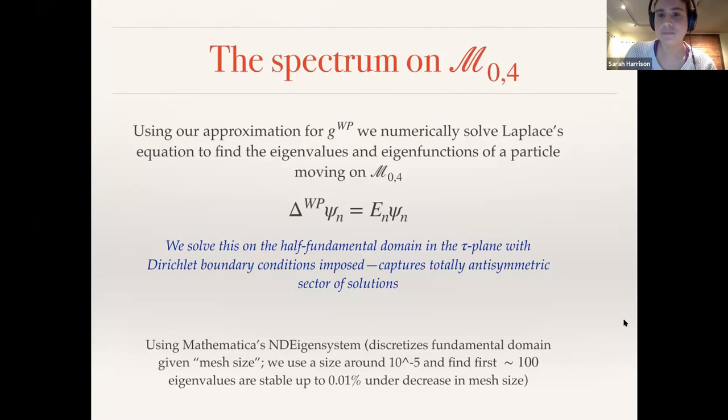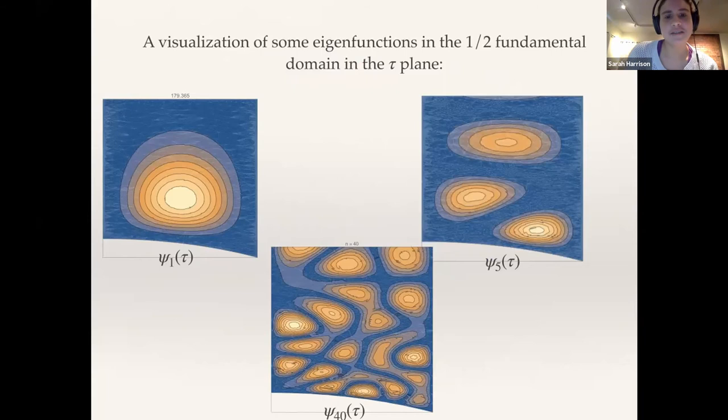Okay, so what we can do is we numerically solve this equation. We can find the eigenvalues, which I'll present in a moment, as well as the eigenfunctions. So it's kind of cool to look at a visualization of some of the eigenfunctions in the tau plane. And here I show you just some pictures from our numerical results of these eigenfunctions: the ground state on the left, the, I believe, fifth excited state and 40th excited state here.